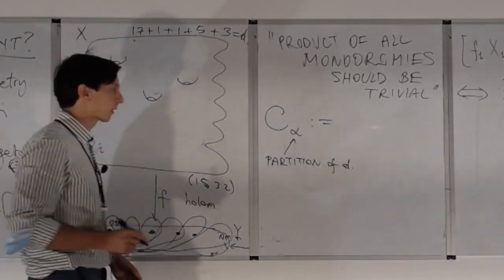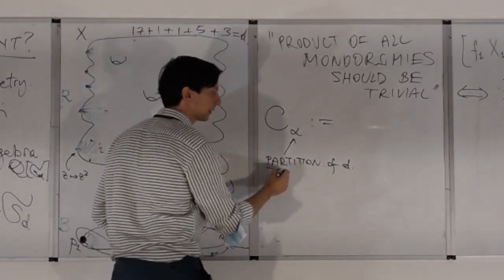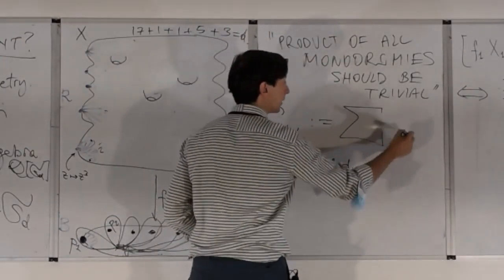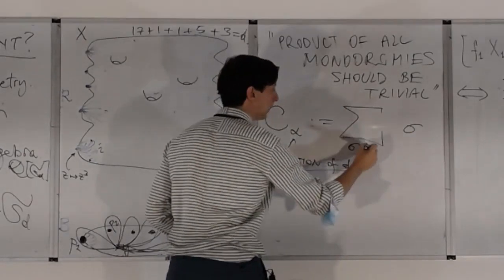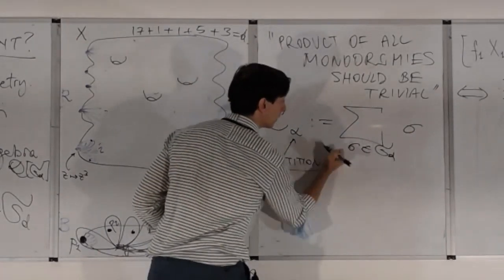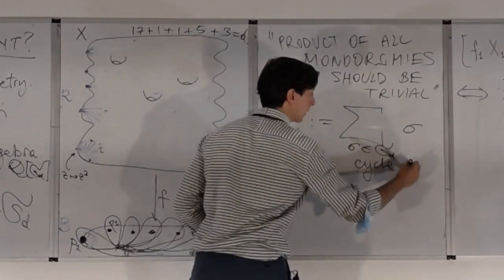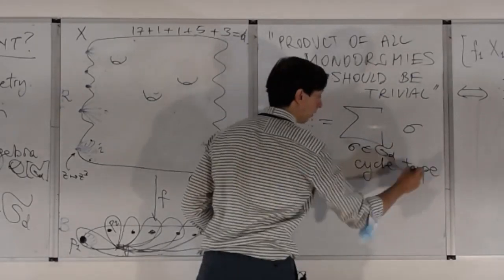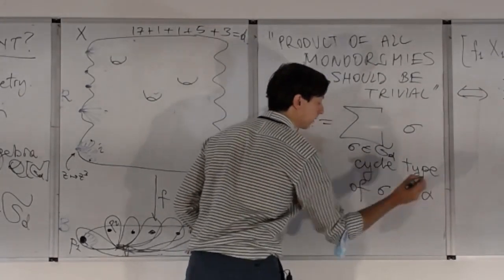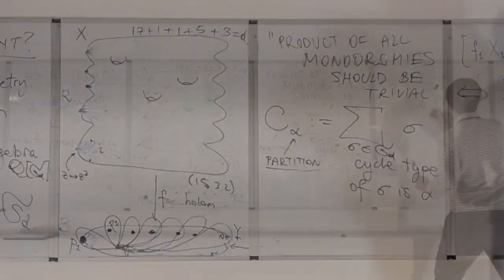Okay, so let me define the C alpha. You start from a partition of D, and now you define the sum of all sigma in SD such that the cycle type of sigma is alpha. So what do I mean? Let me recall what I mean by cycle type.